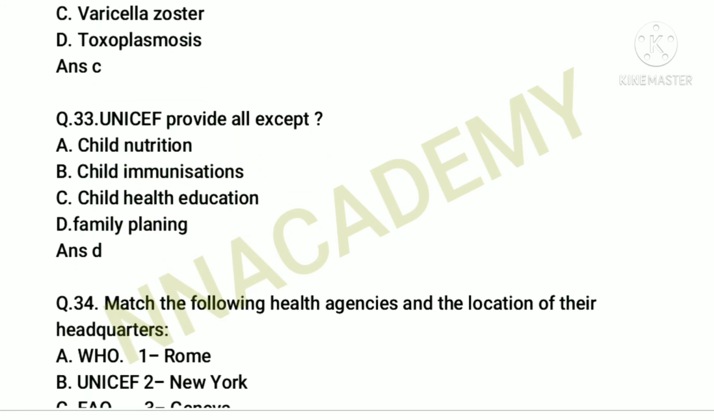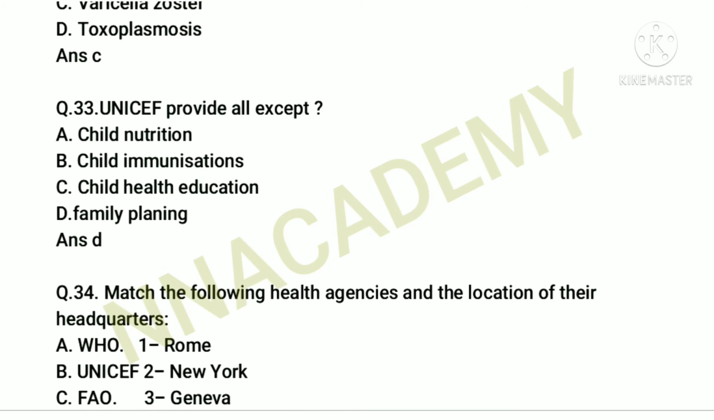Next question. UNICEF provides all except. Option A child nutrition, option B child immunization, option C child health education, and option D family planning. So UNICEF provides child nutrition, child immunization, child health education, but it does not provide family planning. So UNICEF is something related to children. So here the options we can guess easily. Everything given is related to children except family planning. So family planning is the wrong option here.